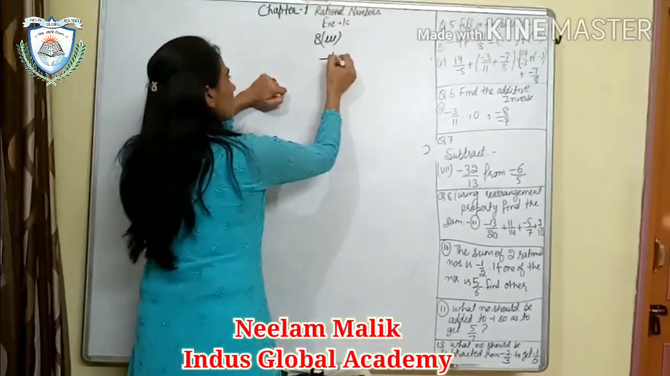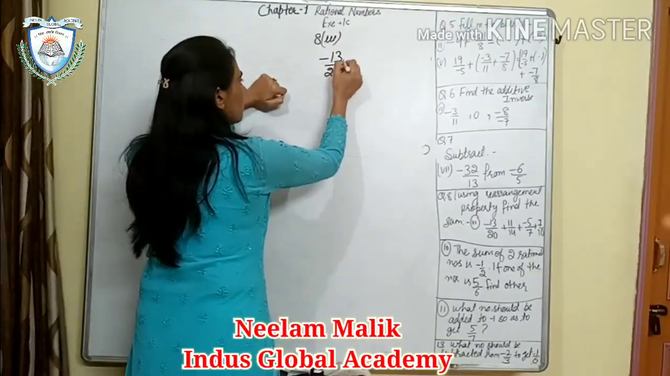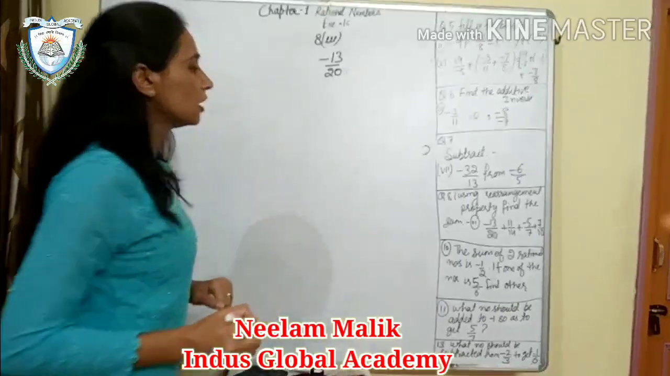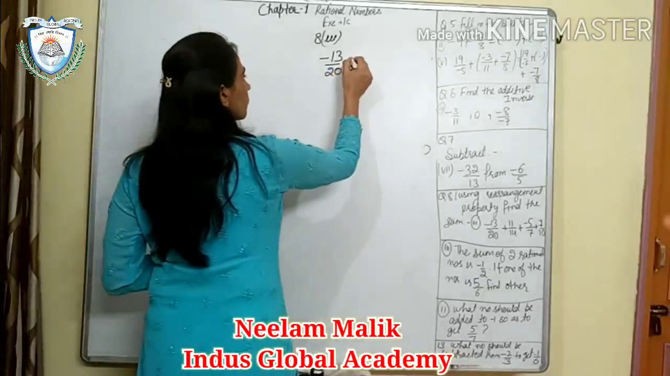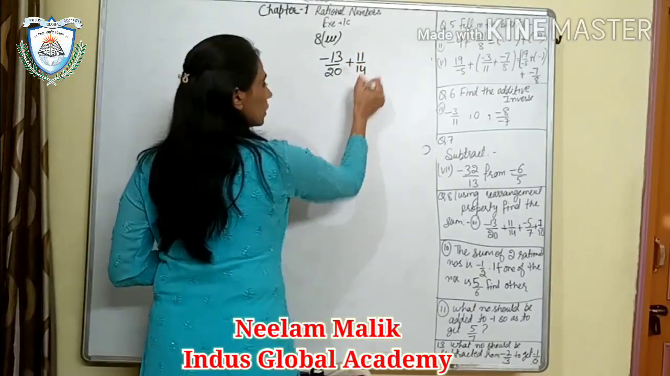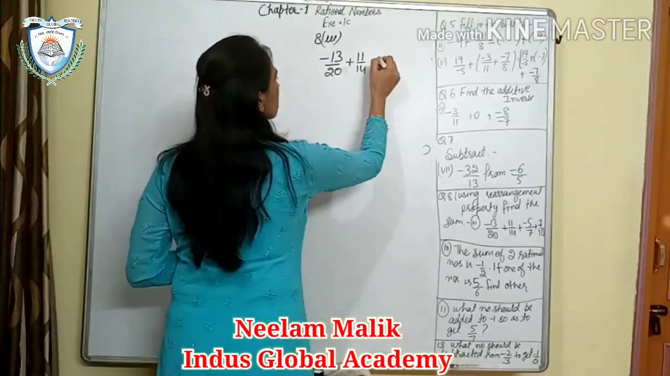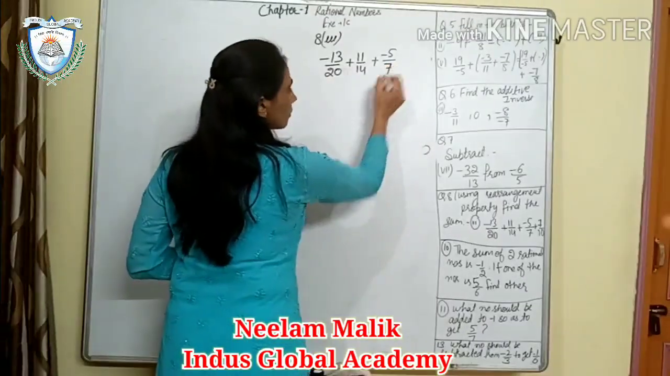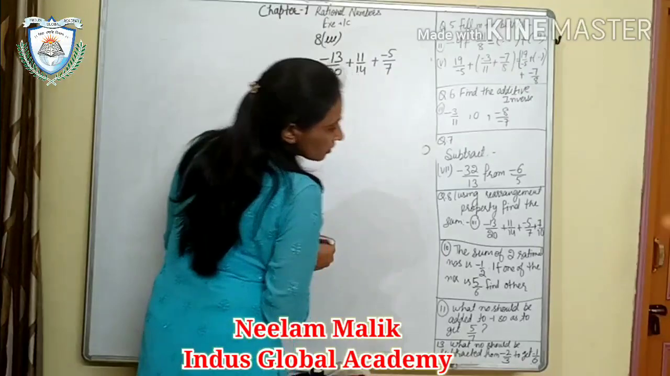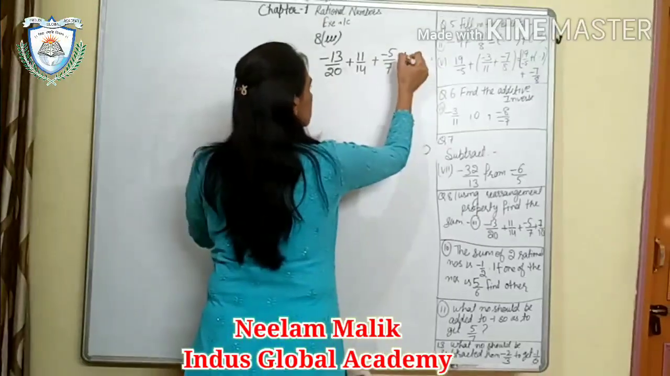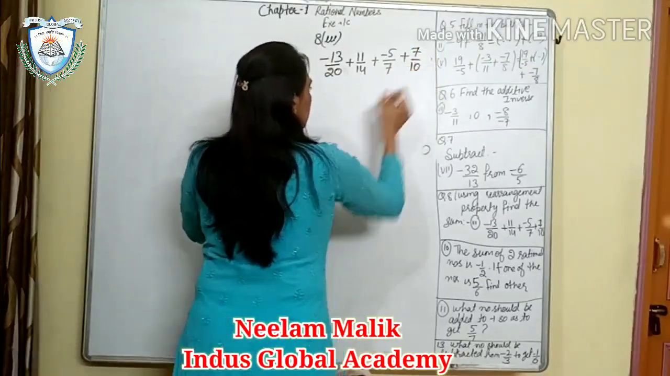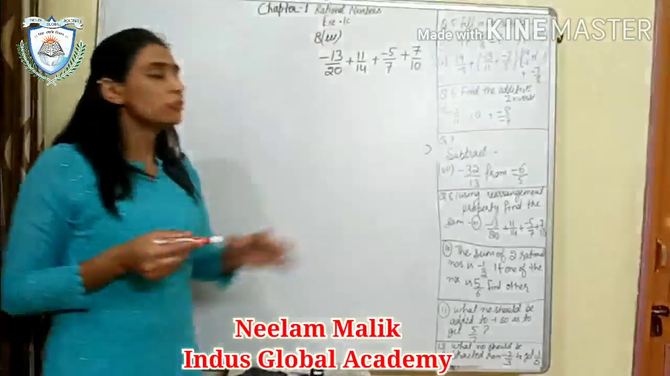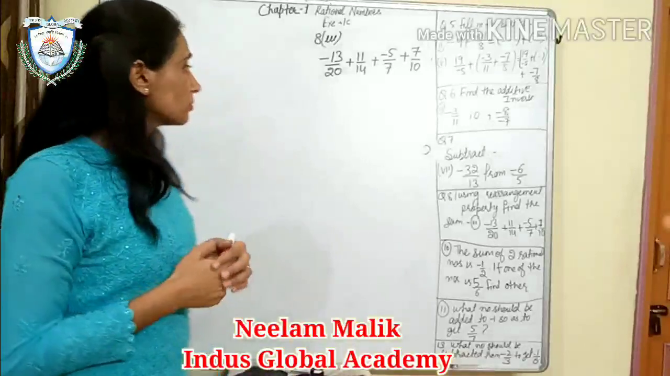Minus 13 upon 20 plus 11 upon 14 plus minus 5 upon 7 plus 7 upon 10 plus 7 upon 10. This is the statement of question number 8, third part. We have to rearrange this.